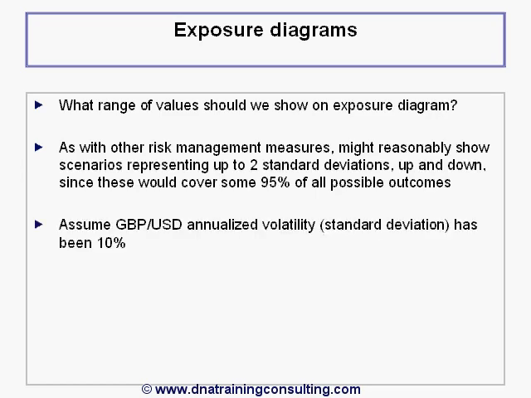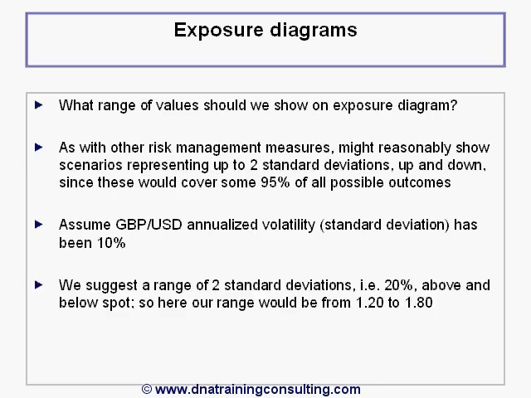To illustrate, suppose that the standard deviation, also sometimes known as the volatility of sterling dollar over the long term, has tended to be around 10% annually, which is just about the correct number, by the way. Our suggestion would be to show the range from 20% below the current spot of 1.5 to 20% above it. 2 standard deviations on each side.